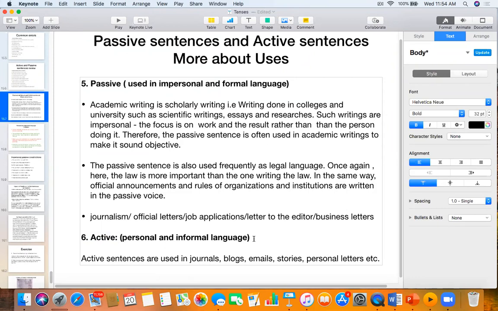All right, so there is a difference there. So formal letters, formal language, informal language. So passive is formal, active is informal. Do you understand?